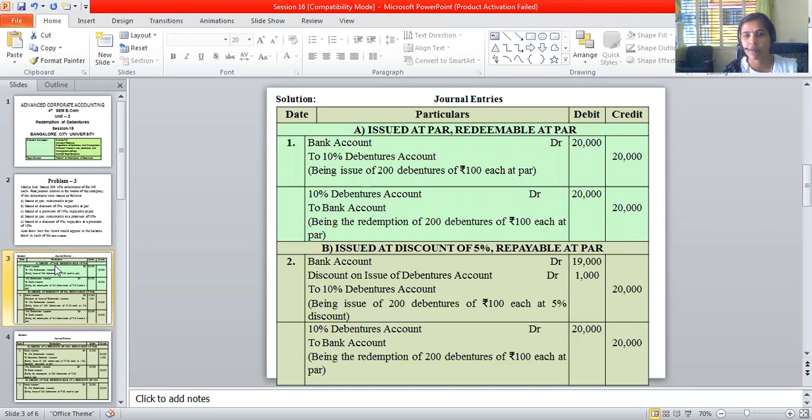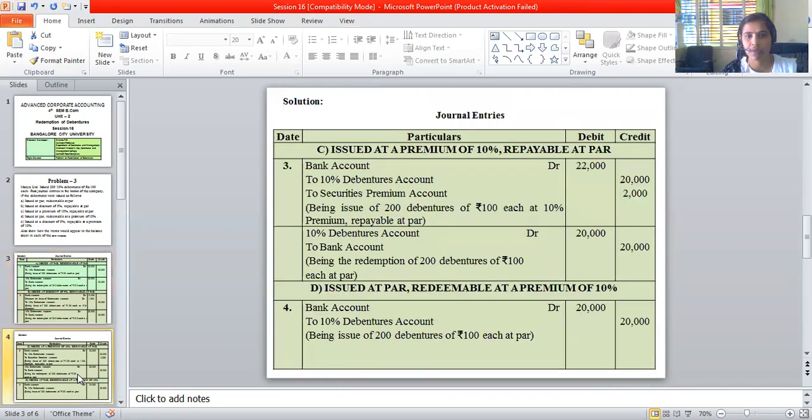Now issued at discount of 5% and repayable at par. So here the bank account is debited with 19,000. Discount on issue of debentures account is debited with 1,000 rupees. And we always maintain the debentures account at the nominal value. We can't change that. So 20,000 is what we credit to the debentures account. So when it is paid at par, 10% debentures account is debited with 20,000 to bank account. So this is how the journal entry is passed.